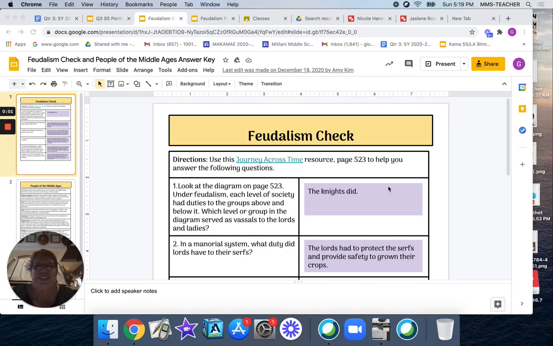Aloha, Yellow 6 students. Today in Social Studies, we are going to discuss and correct yesterday's assignment on feudalism check and people of the Middle Ages. So if you could please bring up those two slides so we can go over it.